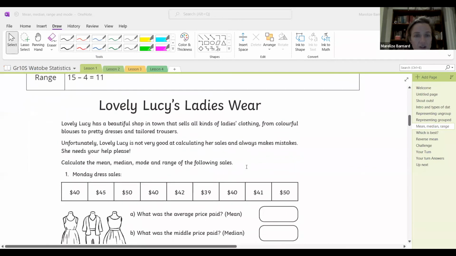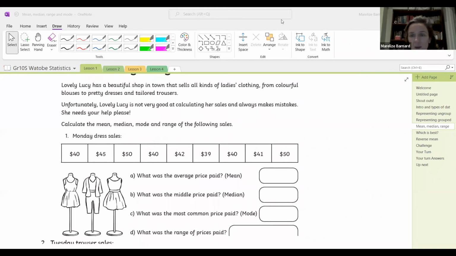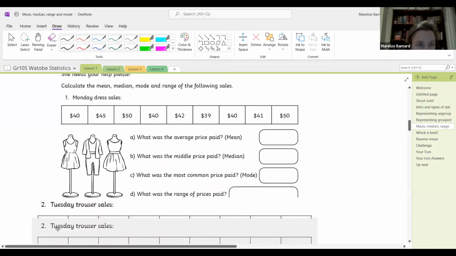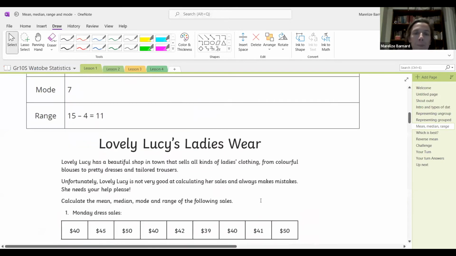Let's go on to this question where we've got Lucy's closet. Just want to move this a little bit. Okay, lovely Lucy's ladies wear. Lucy has a beautiful shop in town that sells all kinds of ladies' clothing, colorful blouses, pretty dresses, tailored trousers, etc.